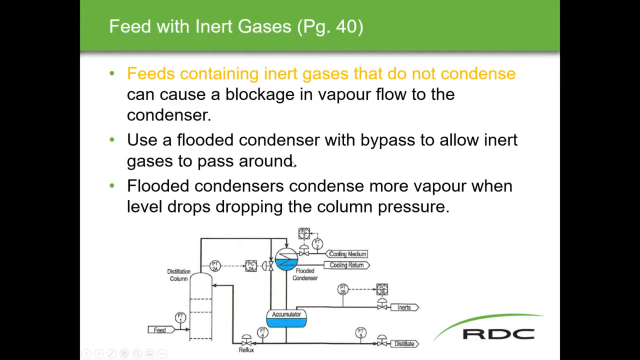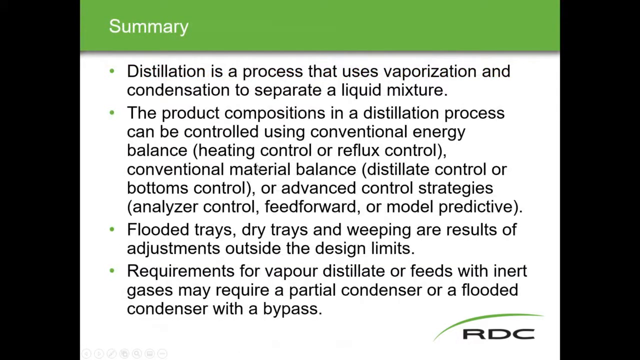Wonderful stuff. I think we're really close to the end here. We are. Okay, so summary. Short summary for a rather long and involved topic. Distillation is a process that uses vaporization and condensation to separate a liquid mixture, most times. The product composition in a distillation process can be controlled using a conventional energy balance where we are controlling the heating and reflux, or conventional material balance where we're controlling the distillate or the bottoms, or we can use more advanced control strategies such as analyzer control, feed forward, or model predictive, as we discussed.